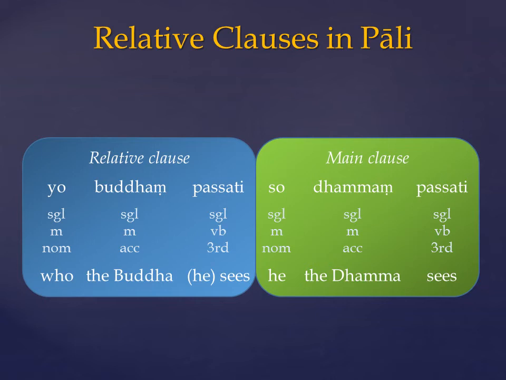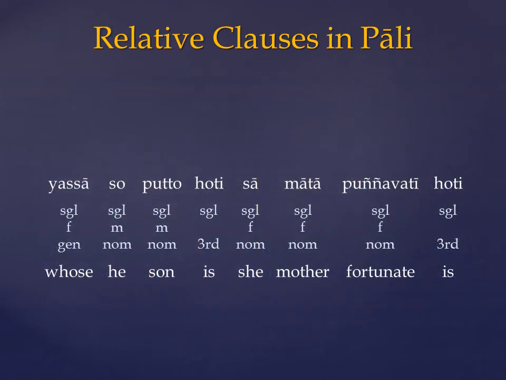But because the relative pronoun doesn't match the subject, we'll first take the correlative pronoun as being the antecedent. So looking at the main clause, we can say, he sees the Dharma, and the relative clause will be, he who sees the Buddha. And so together, he who sees the Buddha, he sees the Dharma.